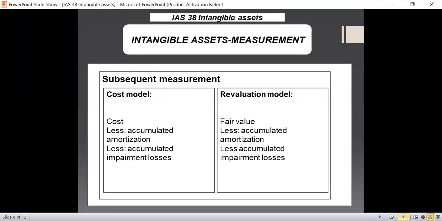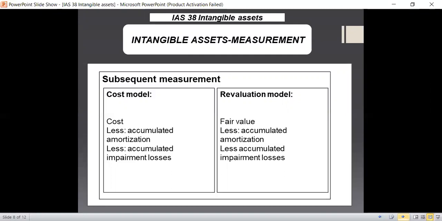For the revaluation model, if it is to be applied, then fair value should be measured by reference to an active market. When we are measuring our intangible asset by adopting a revaluation model, then we have to deduct accumulated amortization and accumulated impairment losses from the fair value of an asset. And this fair value can be measured by reference to an active market.